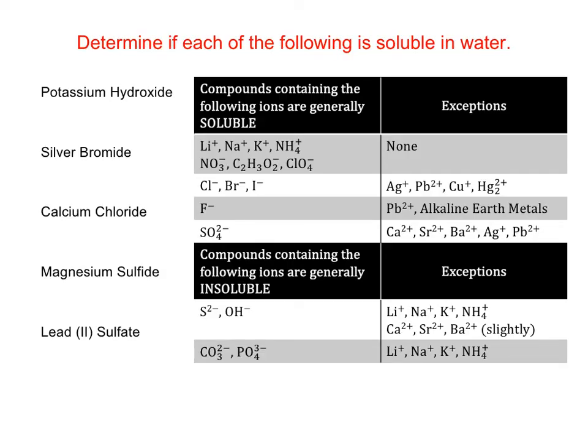So let's look at a couple more examples. So we have potassium hydroxide, right? So we have KOH, and that has K+ and OH- ions. And so I don't have to find both of the ions. I can find one or the other. I either find K+ or OH-, right? K+, compounds containing those ions are generally soluble. There are no exceptions. So potassium hydroxide, I would say, is soluble.